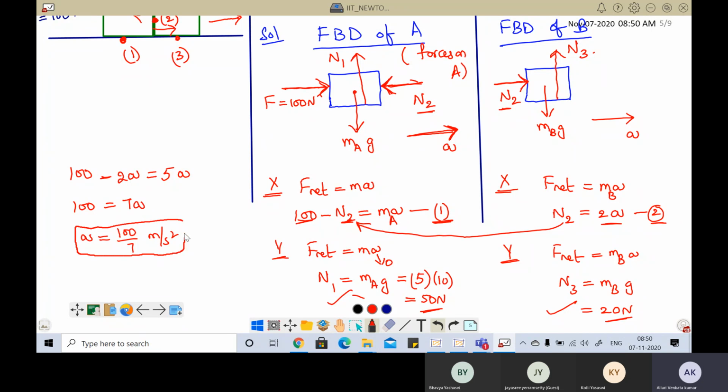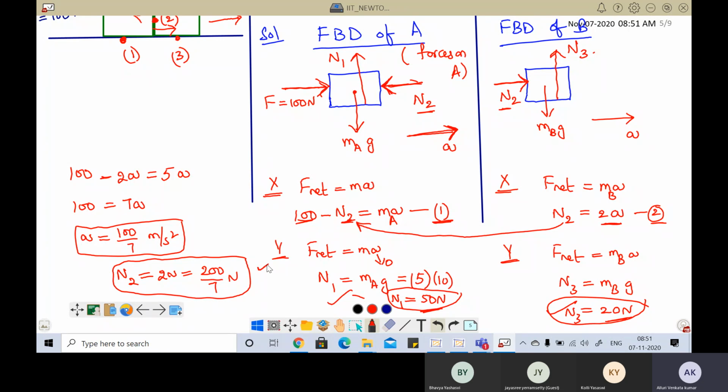Acceleration also we got. Now what about N2? N2 we can get easily because it is 2a. So that means 2 into 100 by 7, 200 by 7 newtons. Now we got everything, correct or not? N1 we got, 50 newtons. N3 also we got. N2 also we got. Acceleration also we got. Correct? Easy or difficult?